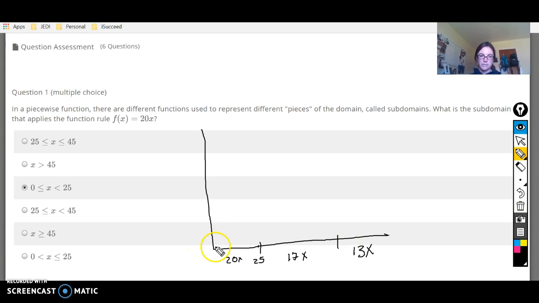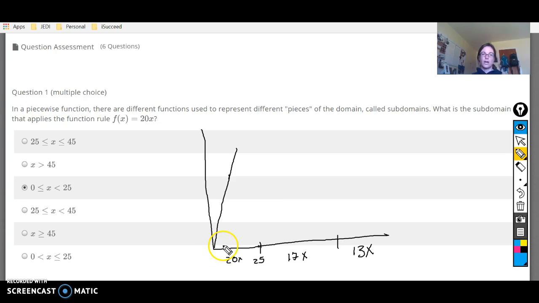But if I purchase up to 24 shirts, my function is going to be pretty steep. It's going to be 20x, a linear function. Now, that doesn't go to 25 per se, I don't just follow that to 25. What happens is that if I hit 25 shirts, then all of my shirts are going to be the price of 17x.